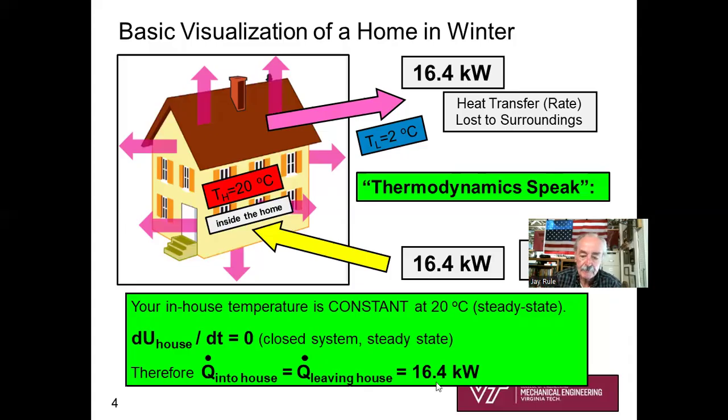Therefore, if we apply the first law, the rate of change of the internal energy is 0. The house is not lifting a weight, so there's no work involved. So you can say Q dot into the house must exactly equal Q dot leaving the house, and it's given in the problem as 16.4 kilowatts. That's thermodynamic speak for this problem.